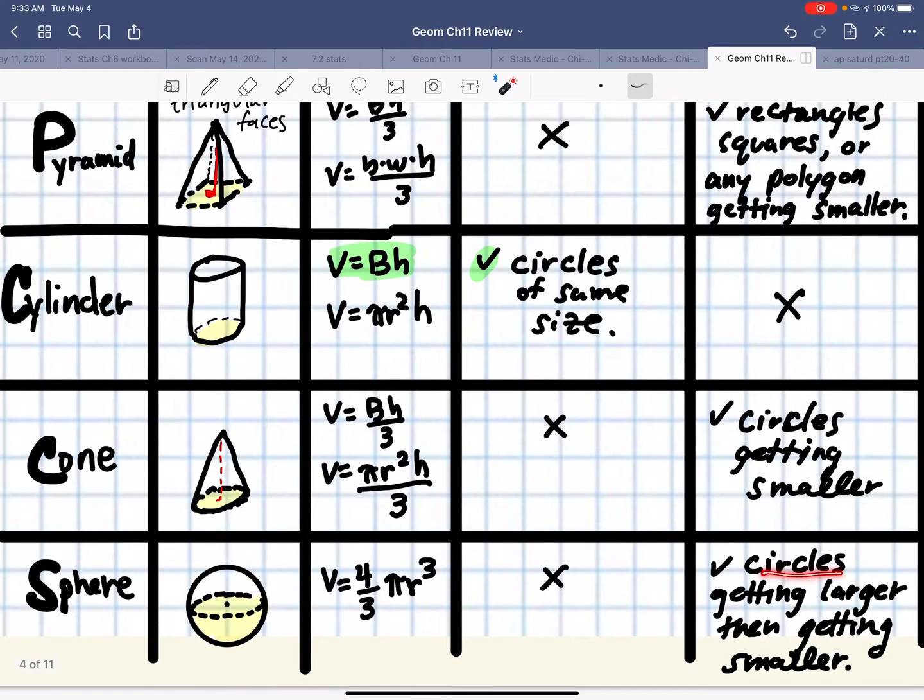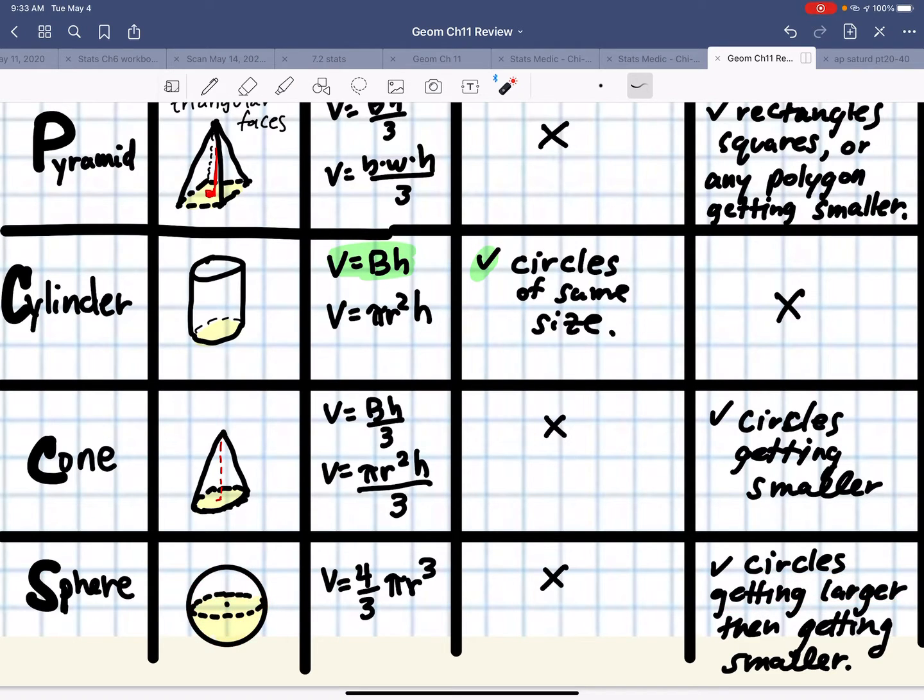Our sphere is also one of these. As I mentioned, if you started at the North Pole and look at all these longitudinal lines, these circles would get bigger and bigger and bigger until they get to be the size of the Great Circle at the equator, and then they get smaller and smaller.